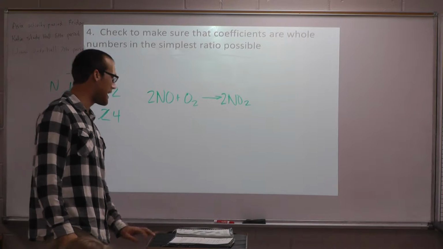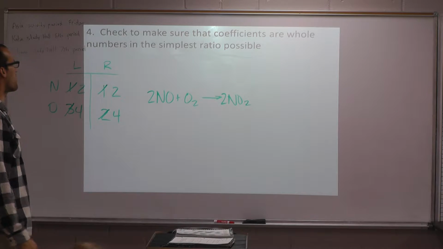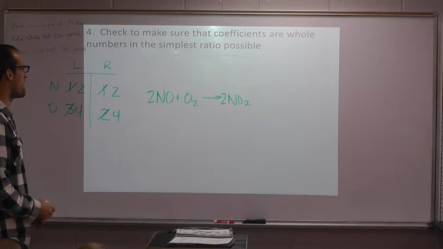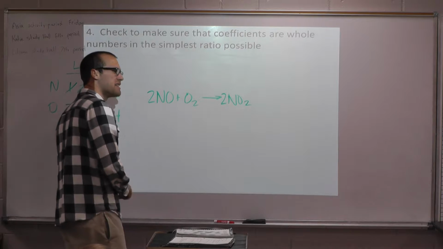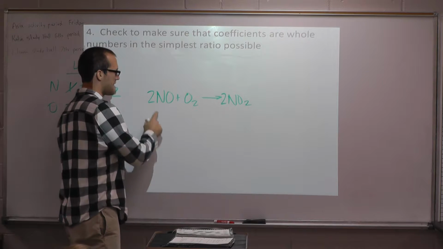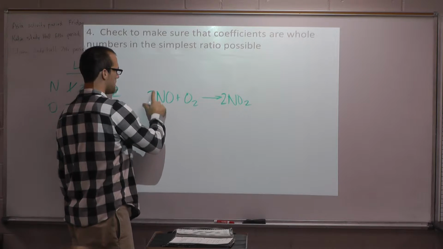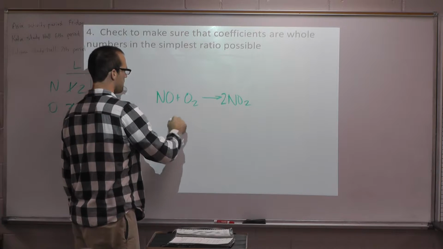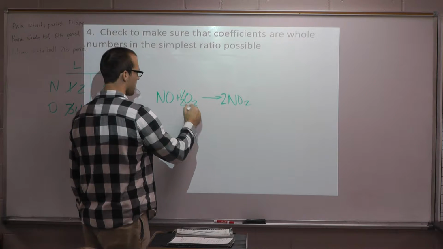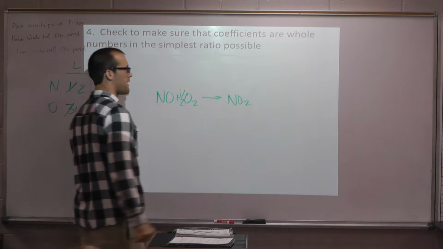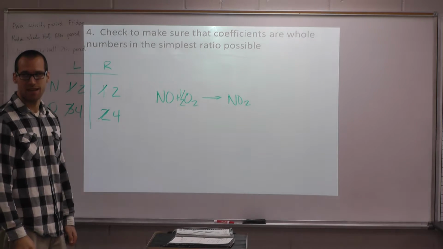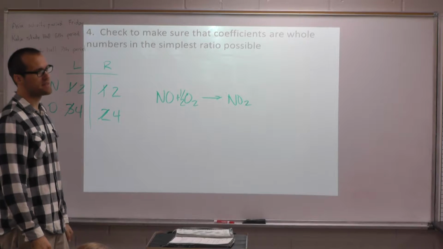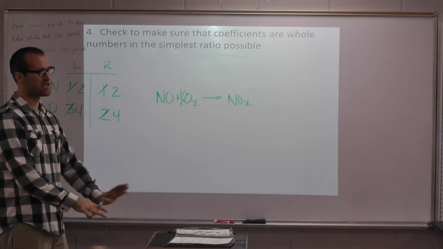Okay. And the last step here says, this one you probably won't do much. It may come in handy. Check to make sure coefficients are whole numbers. You're probably wondering, what in the world? You will never probably do this, but you could technically balance it by going like this. Wouldn't that balance it? Technically, okay? But what I'm trying to say is we're not going to use fractions.